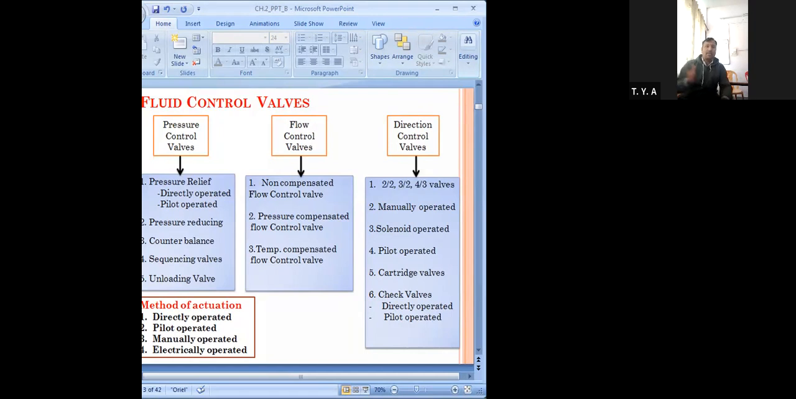Based on the method of actuation, that is solenoid, direct operated, pilot operated, manual operated, electrical operated. These are the actual methods of actuation of the controller. Based on that only, it is classified into these four. Now again, this is a very important point of classification.